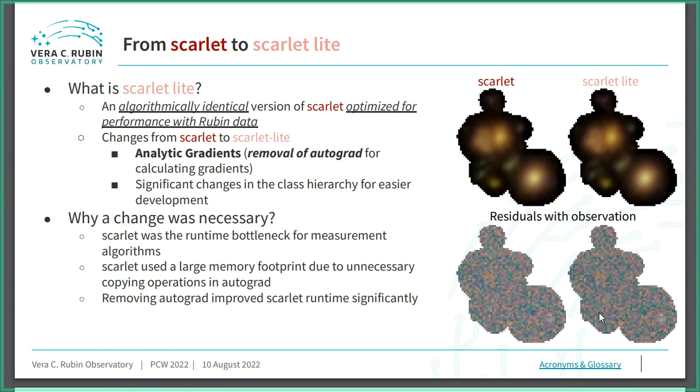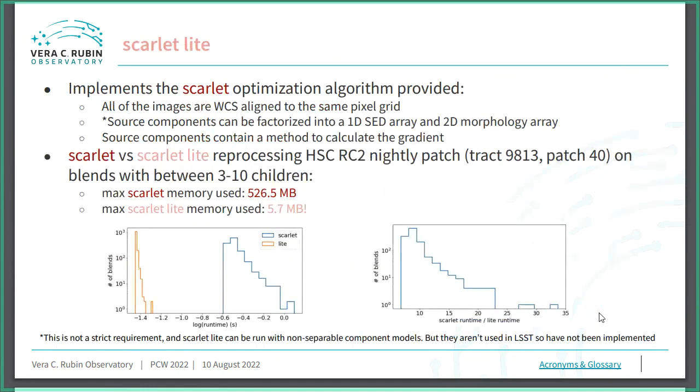And so removing autograd and making these changes has given us a significant improvement in performance. There are two different things. The first is the improvement in memory. You can see that we save about 2 orders of magnitude less memory by running Scarlet Light, again getting identical results. And in terms of runtime, we get almost an order of magnitude. It's running faster now.